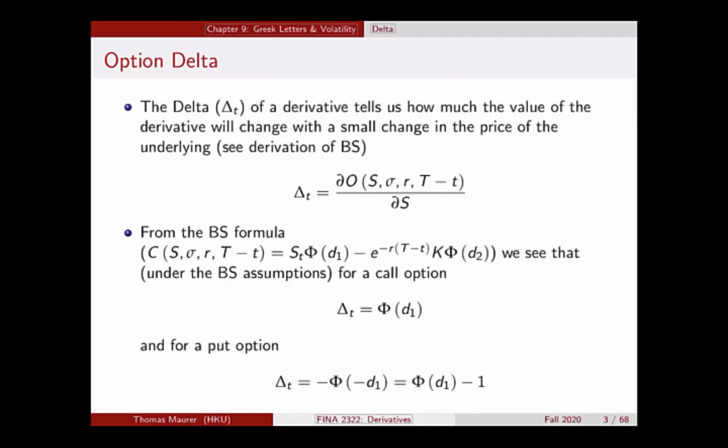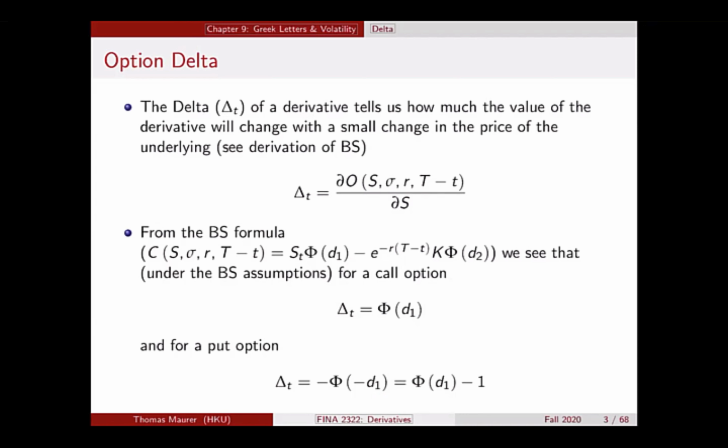And you can do a similar thing for the put option. If you take the Black-Scholes formula for the put option and you take the derivative with respect to S, then this is equal to the probability of that put option being in the money, and then we put a minus sign in front of it.